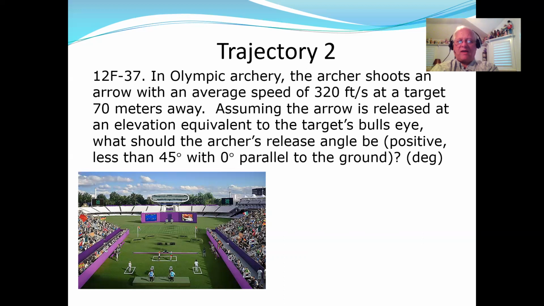Then it asks, what should the archer's release angle be? Positive, less than 45 degrees, with 0 degrees parallel to the ground. The reason I have to talk about positive and less than 45 degrees will become apparent in a minute. It turns out that there actually are two different angles that the archer can use to shoot and hit that target at 320 feet per second, 70 meters away.